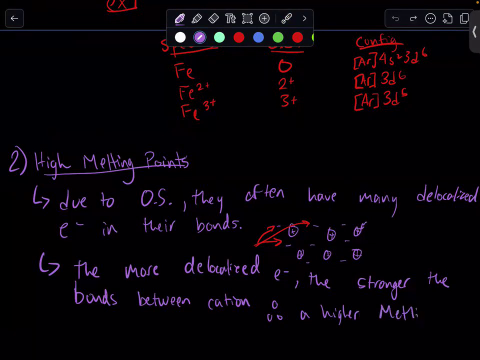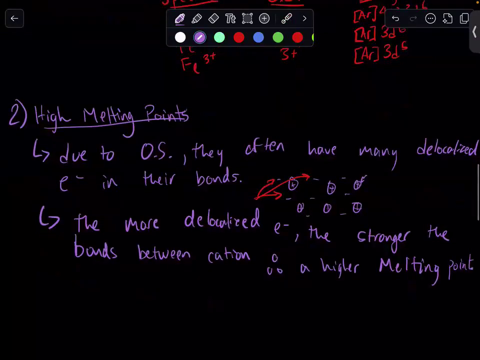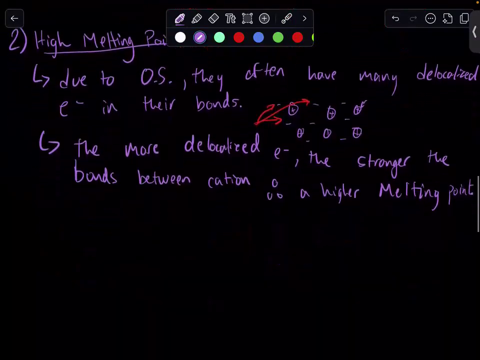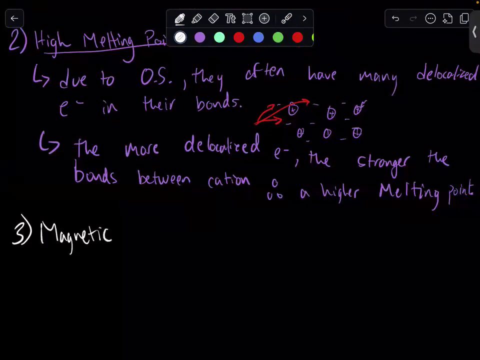Ooh, I fully flipped around the L and the T in melting point. If the bonds are stronger, it is harder to break those bonds. In other words, turn it from a solid to a liquid. So those are the melting point properties. We also have magnetic behavior.